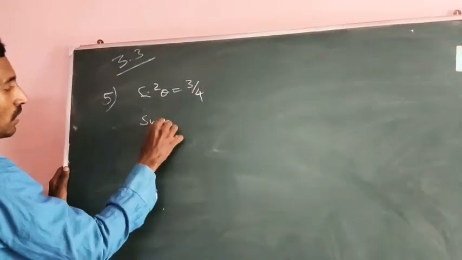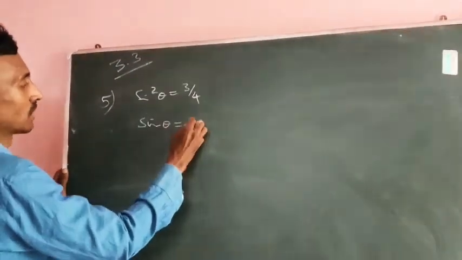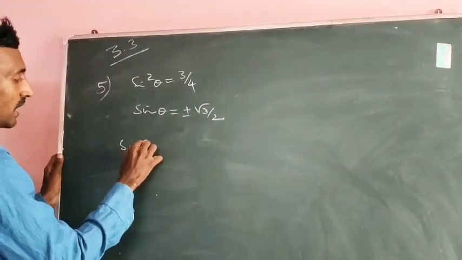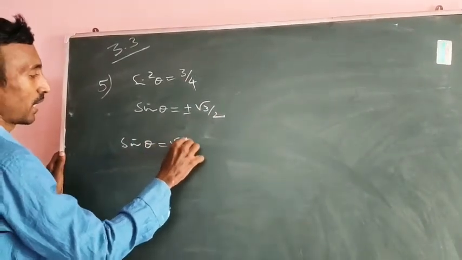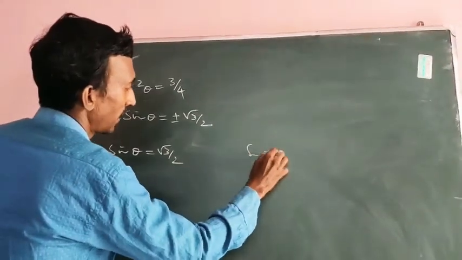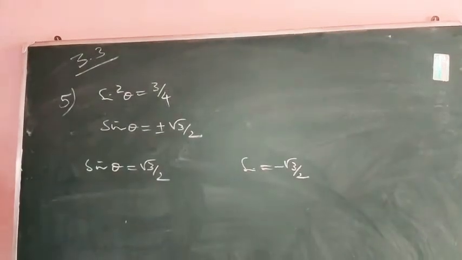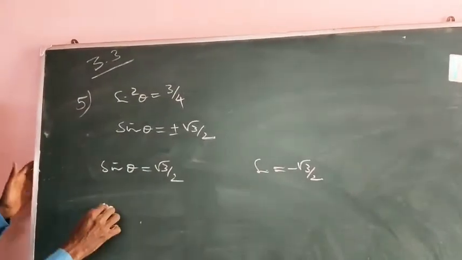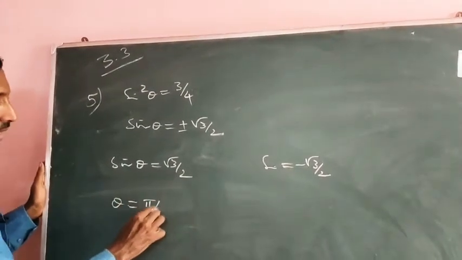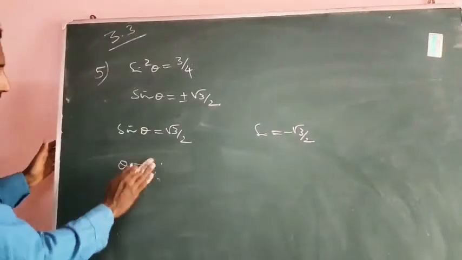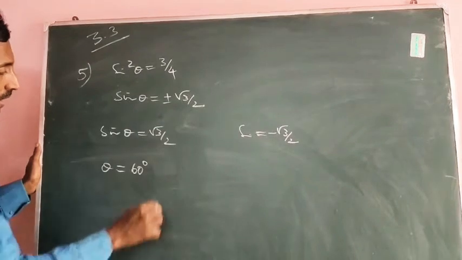If we take the square root, we get sin theta equal to plus or minus root 3 by 2. So we can consider it in two ways: sin theta equal to root 3 by 2, or sin theta equal to minus root 3 by 2. For what angle is sin theta root 3 by 2? The well known answer is 60 degree, that is pi by 3, or in degree measurement 60 degree.